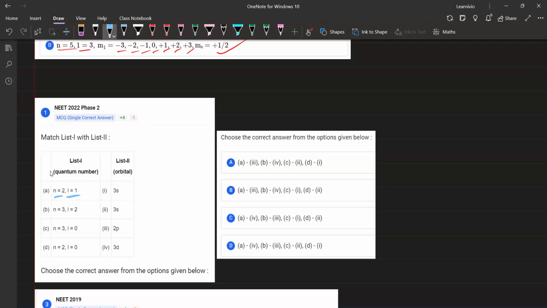When n is equal to 2, L is equal to 1. Now, what are the different values of L? L can be equal to 0, 1, 2, 3, 4, and so on. 0 stands for S, 1 for P, then D, F, G. Okay, so these are the different subshells. So for 2, 1, that means the principal quantum number is 2, the azimuthal quantum number is 1, that means it is 2p.